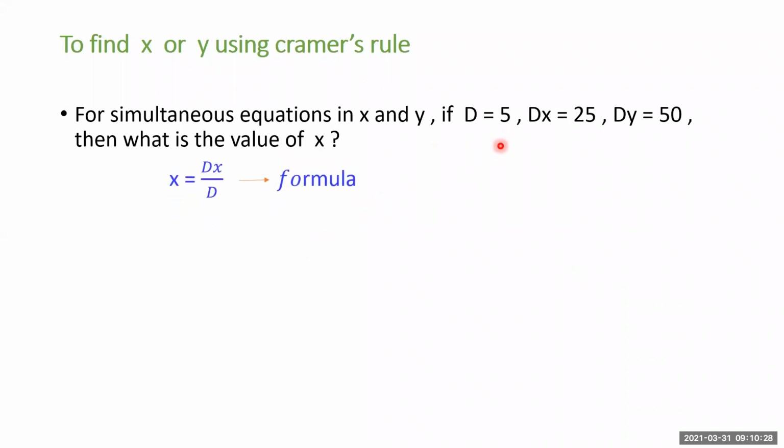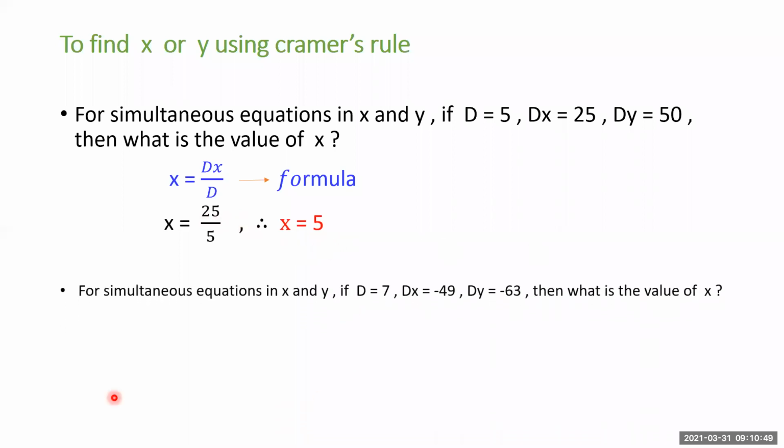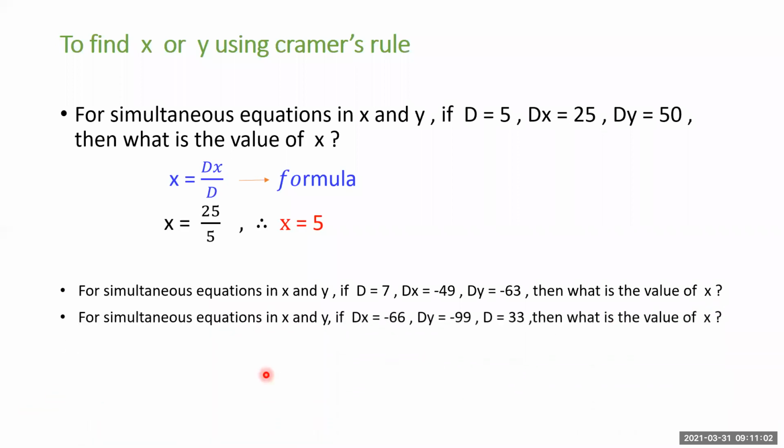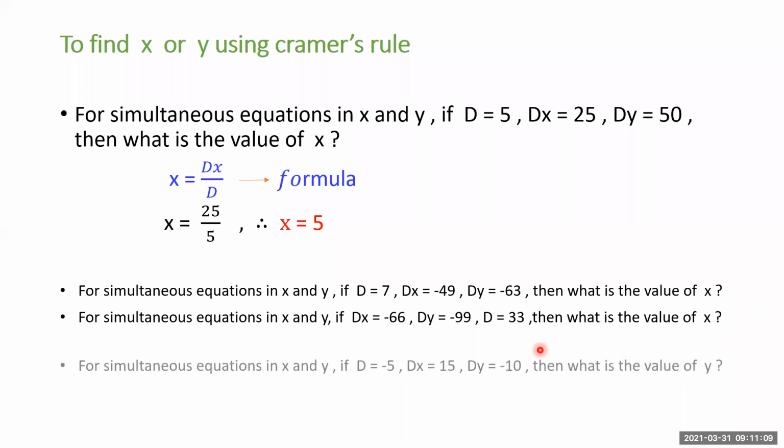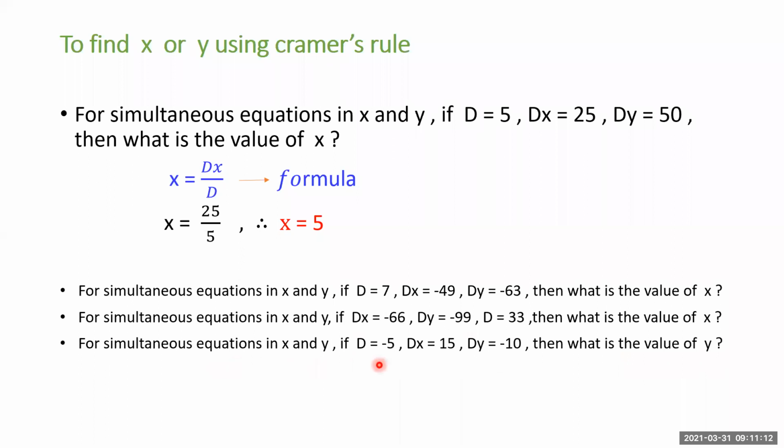Next, we have to find the value of x. So x means immediately we will get this formula, x equal to dx upon d. Okay, children. And then you see, we have to substitute the dx value over here, and d also we have to substitute. And when you simplify, you will get the x value as 5. Okay. Yes, this type of questions I have given here. The d value, dx value, dy value they have given, and they have asked for the x value. Okay, what is the value of x. And then you see next one, dx, dy, d is given. You have to find the value of x. And next one, for simultaneous equations in x and y, d is given, dx, dy is given. Then what is the value of y?